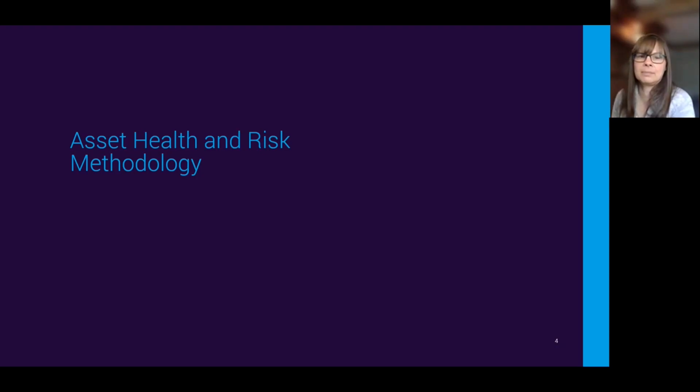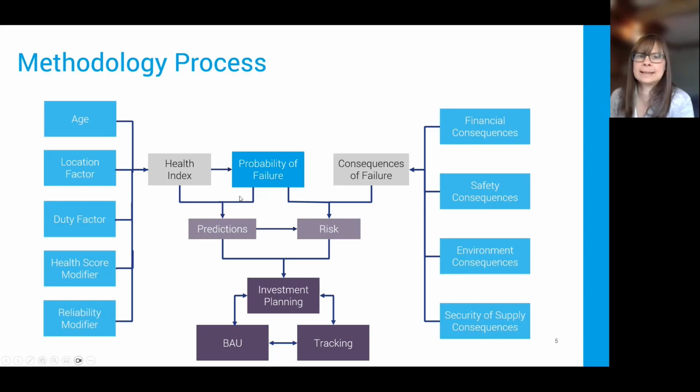So the first part is just scene setting, so asset health and risk methodology. As ever, if you've been in the previous webinars, you'll have seen this screenshot several times. We tend to roll it out, and it's the general shape of the methodology that we use. This is our CBRM methodology, so condition-based risk management methodology, and it's pretty much similar to the common network asset indices methodology, or CNAIM methodology, and that's the standard methodology used in Great Britain by the network operators.